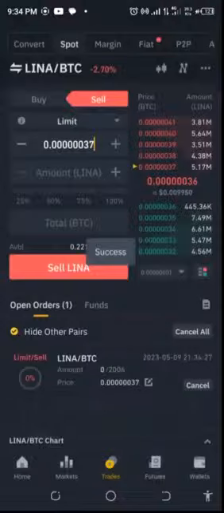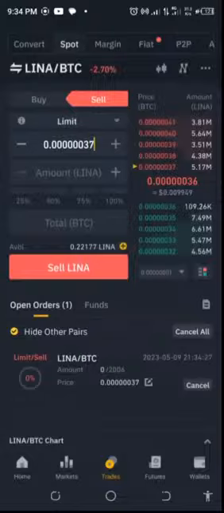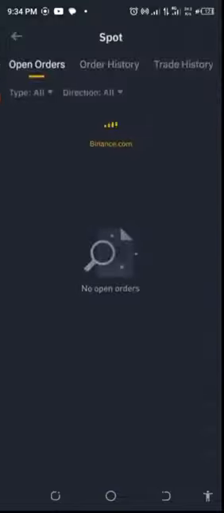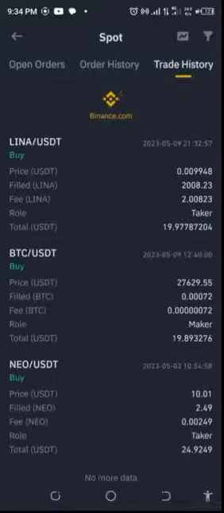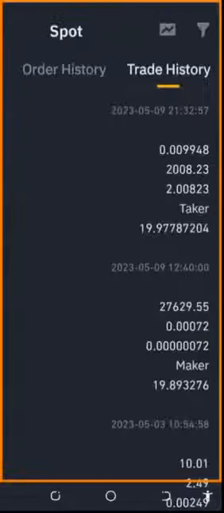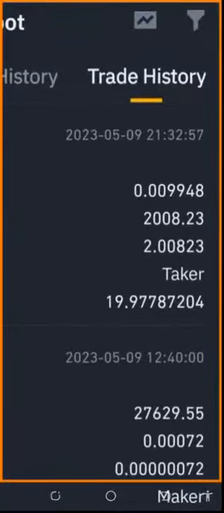Okay, so currently we're in the queue, but don't forget, we bought this. Okay, so let me go and check the trade history. We bought this for how much? We bought this for 0.009948. Okay, and we spent 19.97.